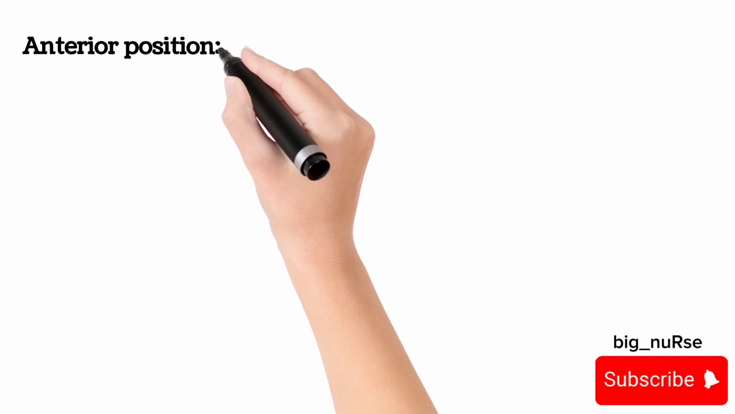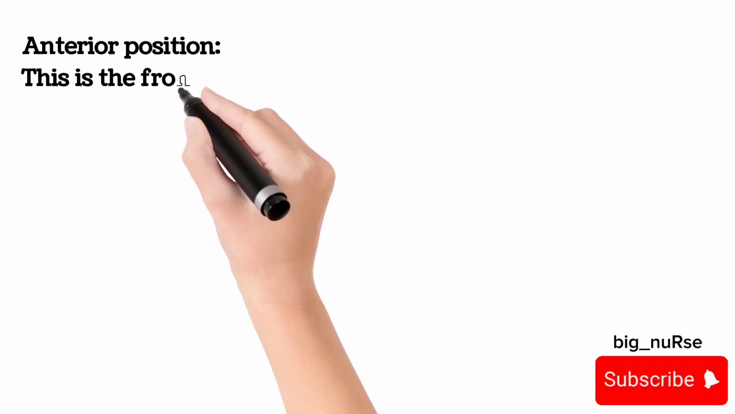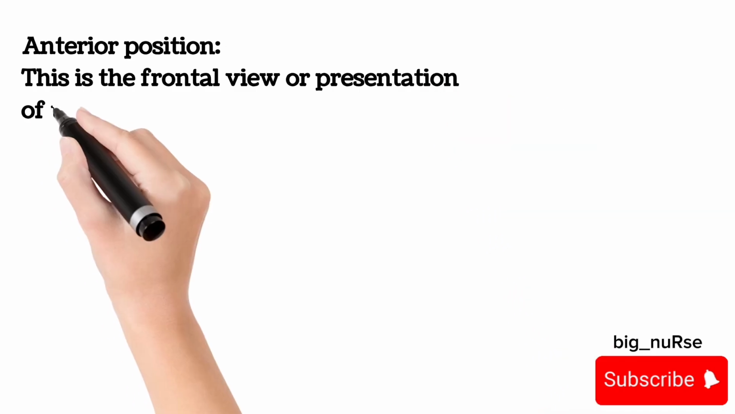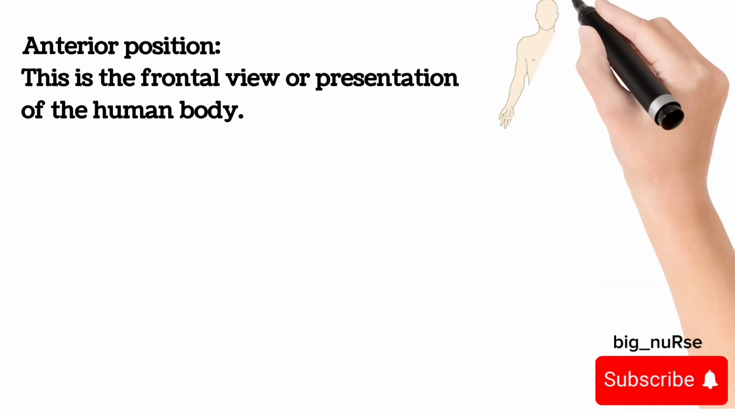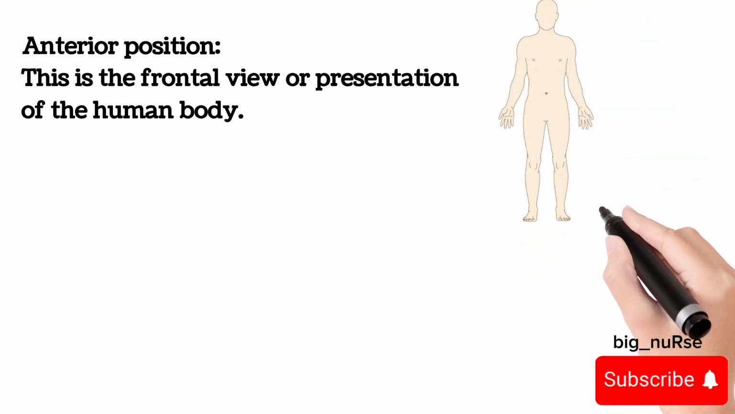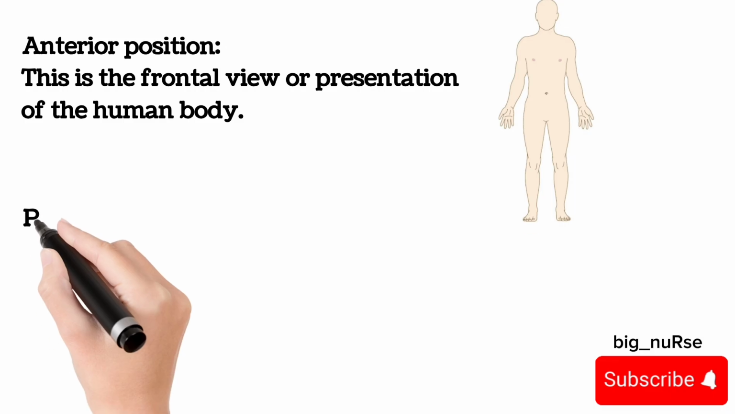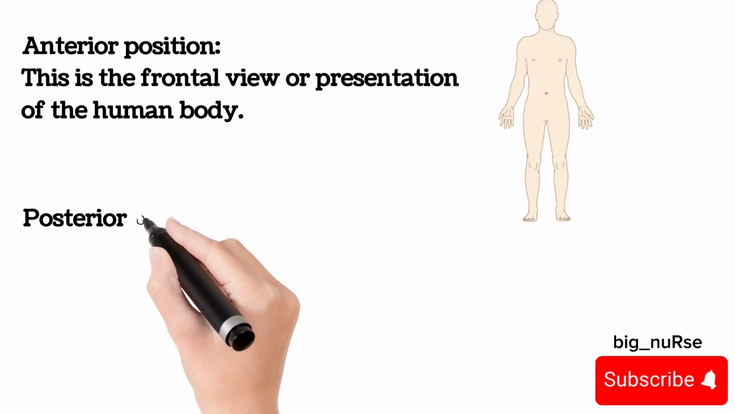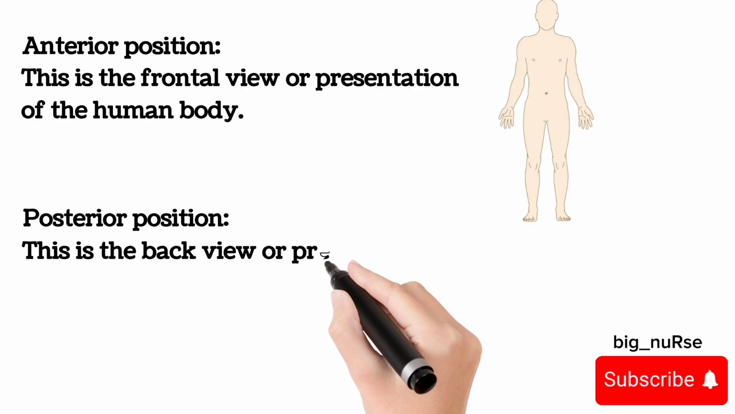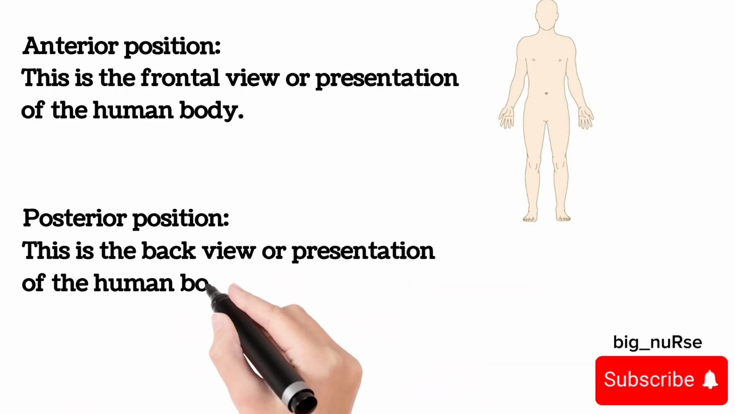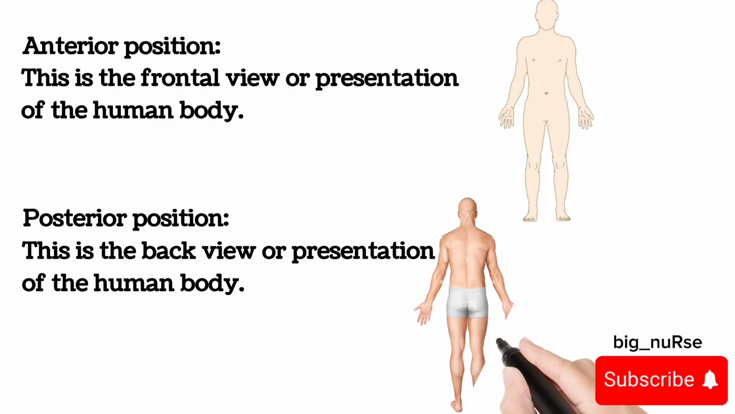Now let's move forward to anterior position. This is the frontal presentation of the human body. So when you are about to hug somebody, the view that you see is the anterior position. Also, we have the opposite, which is posterior position. This is the back view or presentation of the human body, and it's the view that you see when you are attacking somebody from behind.